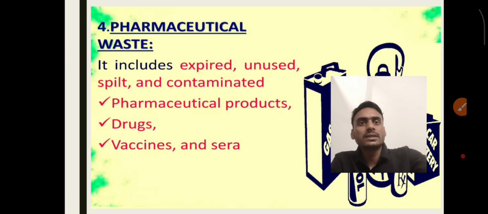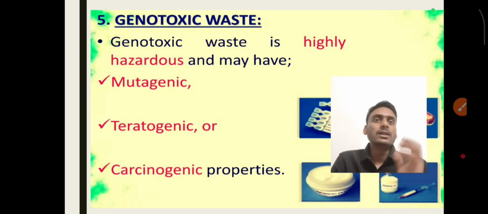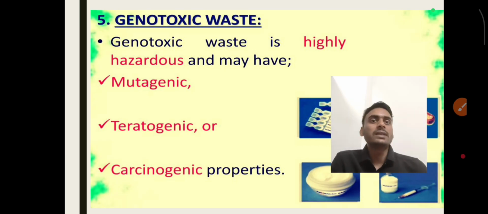Now we discuss the next category, that is genotoxic waste. Genotoxic means it has the ability to change or have an effect on the genetic material. So genotoxic waste is highly hazardous, or it may be mutagenic. Mutagenic means it has the ability to change.